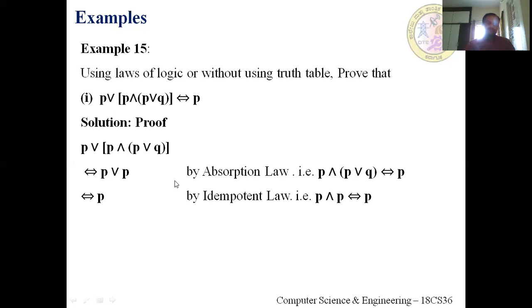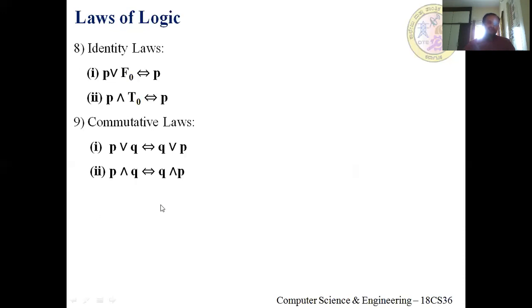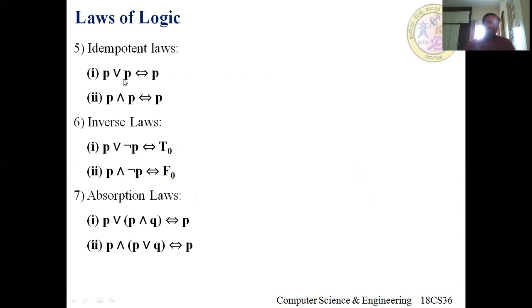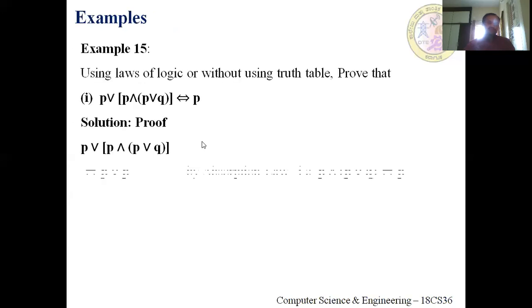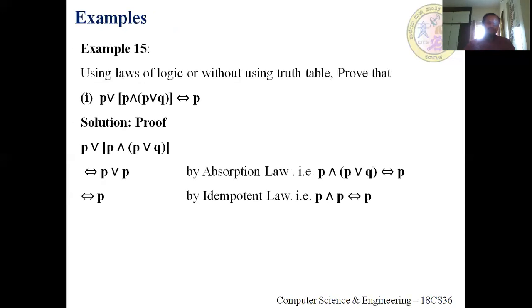Now, P or P is logically equivalent to P. That's why we can say that LHS is logically equivalent to RHS. See here, there are two idempotent laws. One is P or P is logically equivalent to P. Another one is P and P is logically equivalent to P. Here I applied the other variation of the idempotent law. By mistake it is printed as P and P. Actually it has to be P or P.